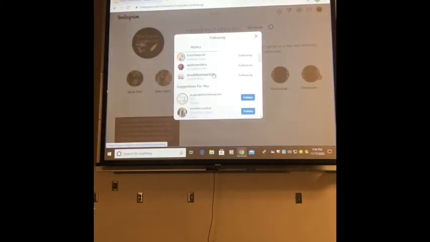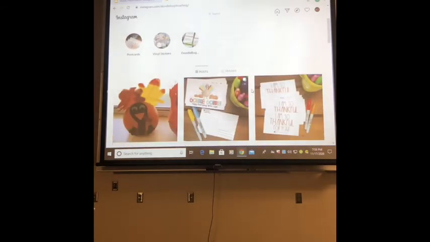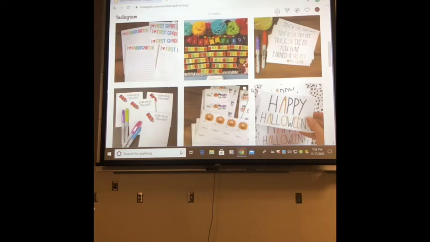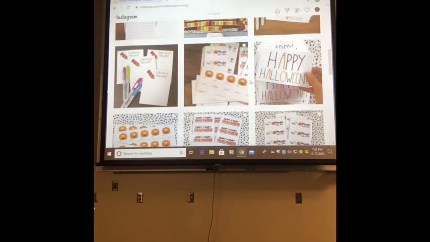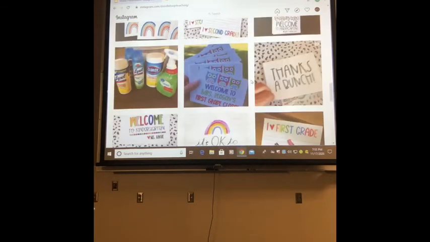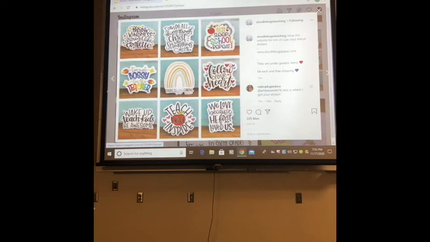So the first one we're going to look at is called Doodlebugs Teaching, and it's more of just little printouts that you can buy from this teacher. There's little trick-or-treat cards. Some of them are cards that you would give for the holidays that would say Happy Halloween or Happy Thanksgiving. She also makes stickers that you could pass out to the students. These are some of them. It's just more of cute little ideas that you can use in your classroom.